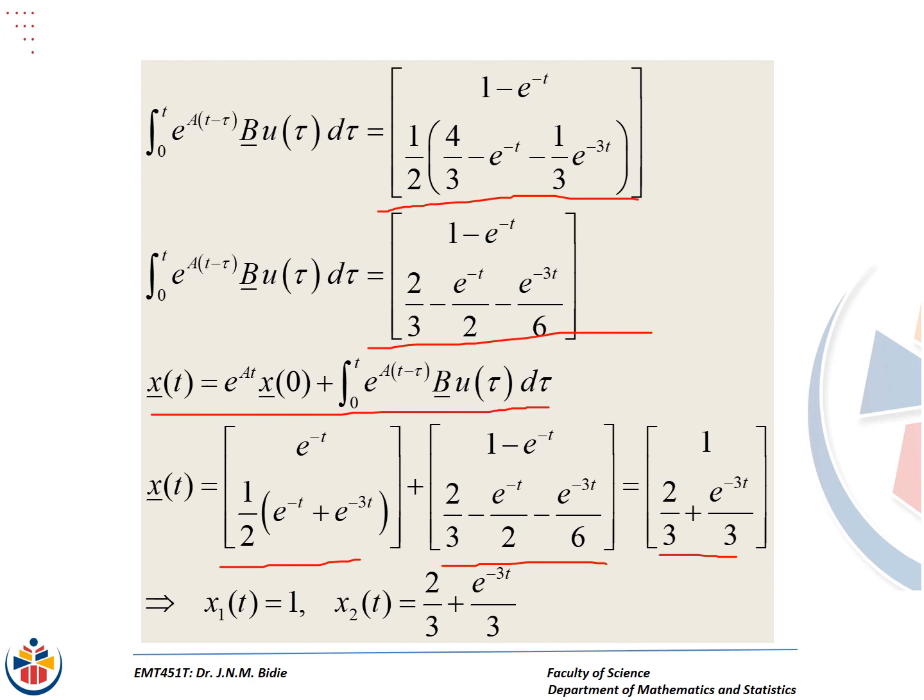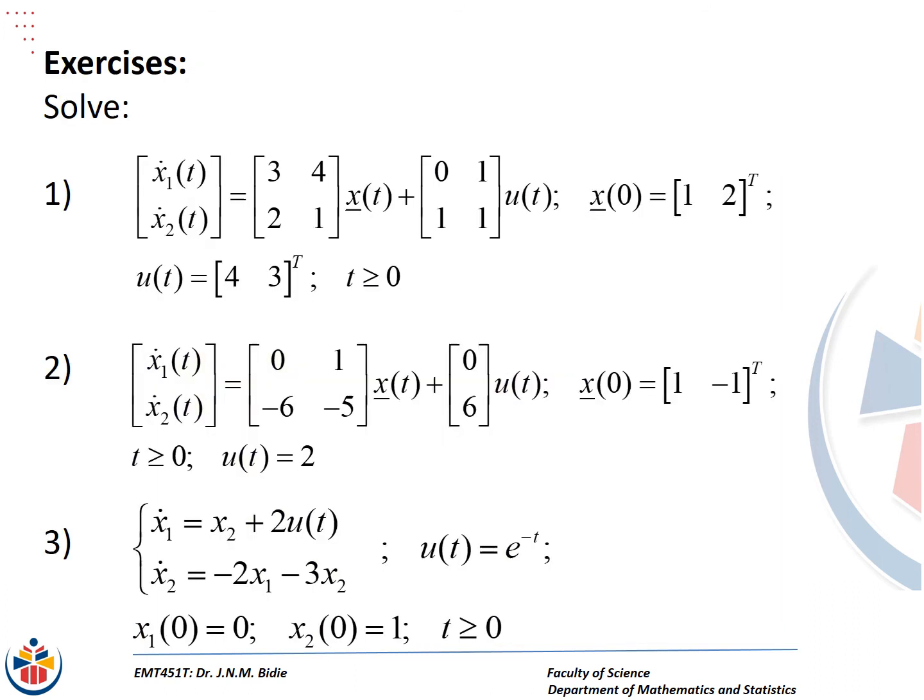It means we've solved the problem. X1 is equal to 1 and X2 is equal to 2 over 3 plus e to the power negative 3t over t. Note that both method 1 and method 2 are examinable. So please make sure that you know how to use both methods. Here are the exercises that you can use to practice both methods, method 1 and method 2. Check if you are going to get the same solution.